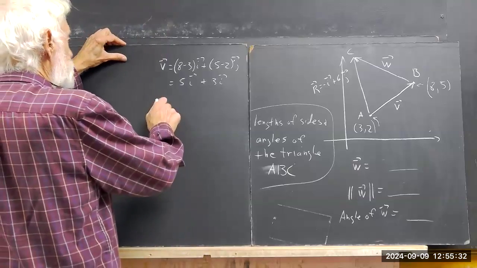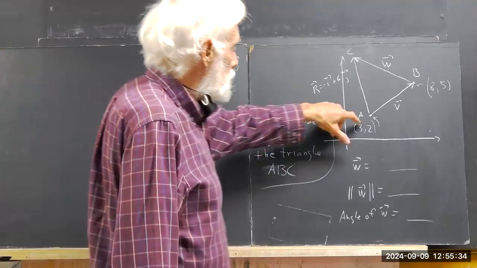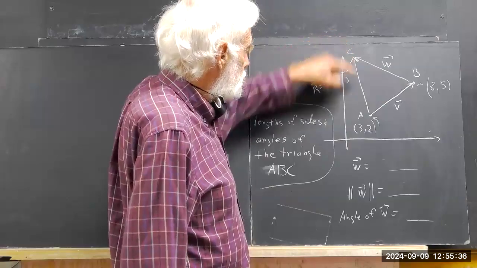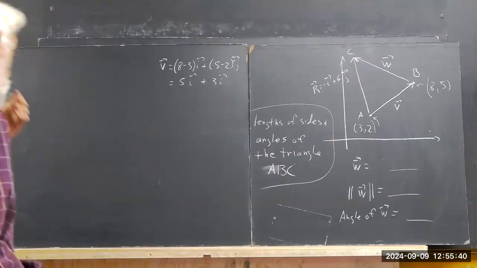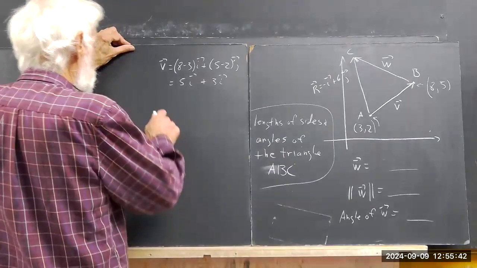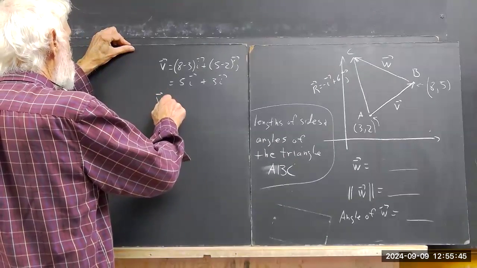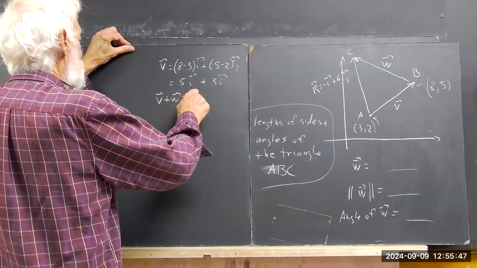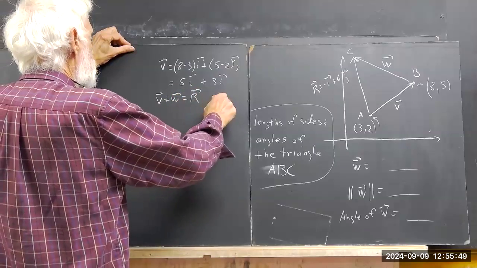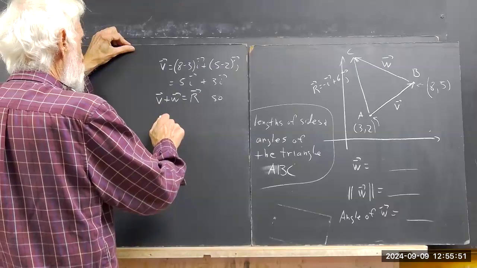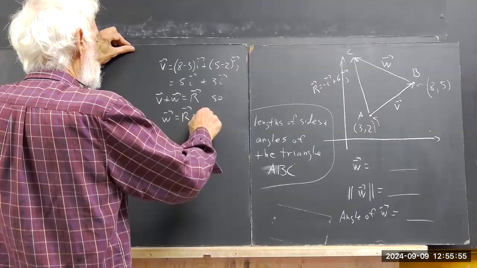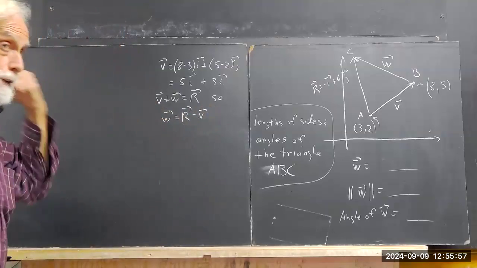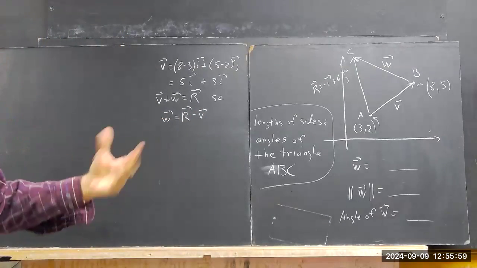Then B plus W equals R. R is negative i plus 6j. So W is R minus B, right? And there are various ways you can do it.